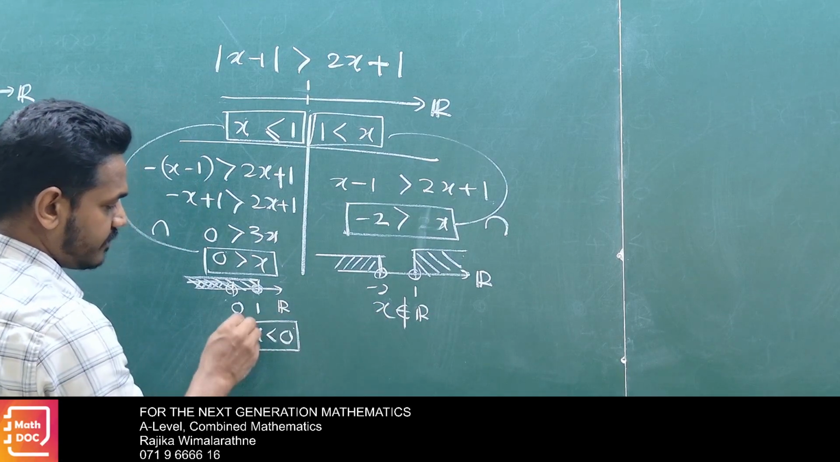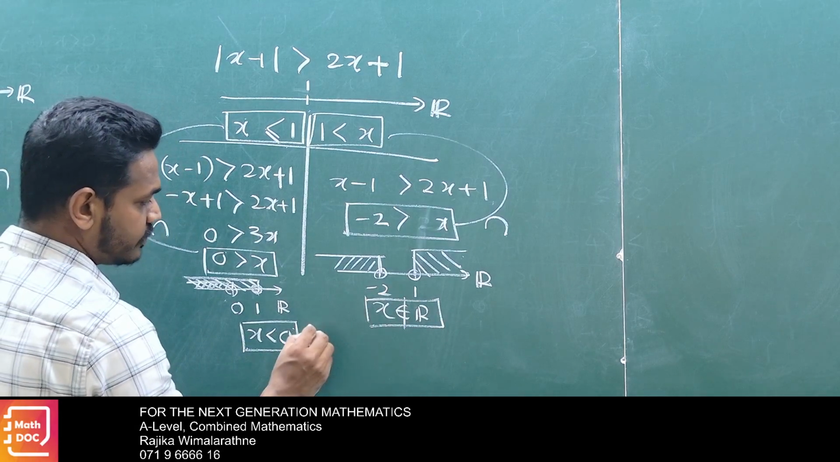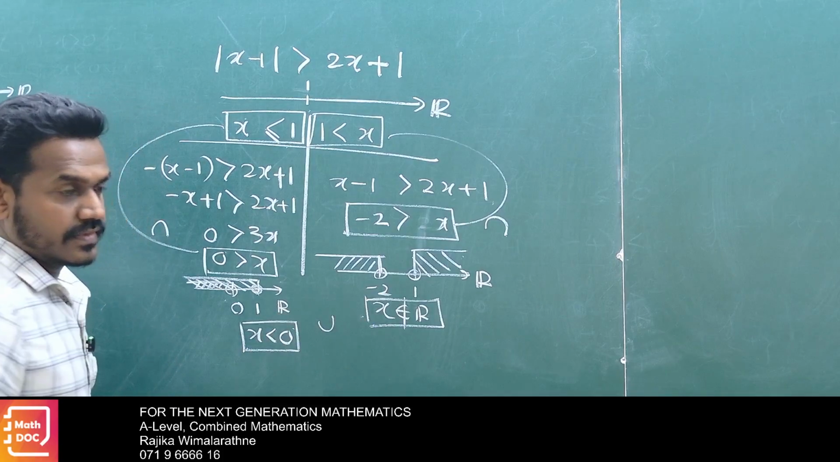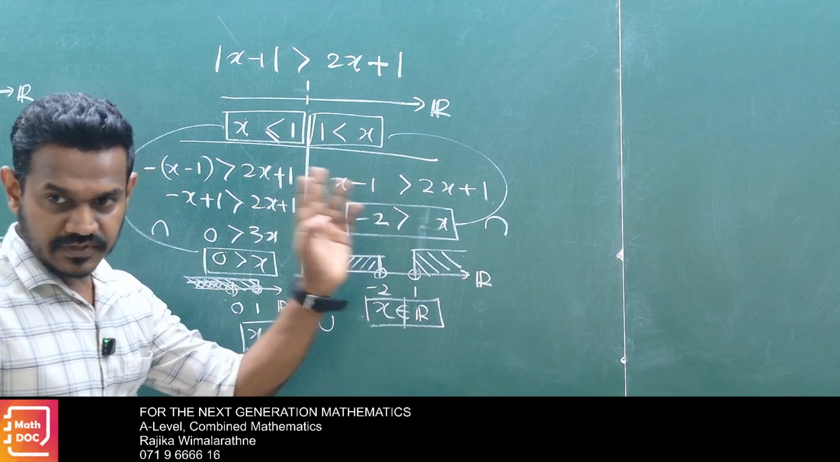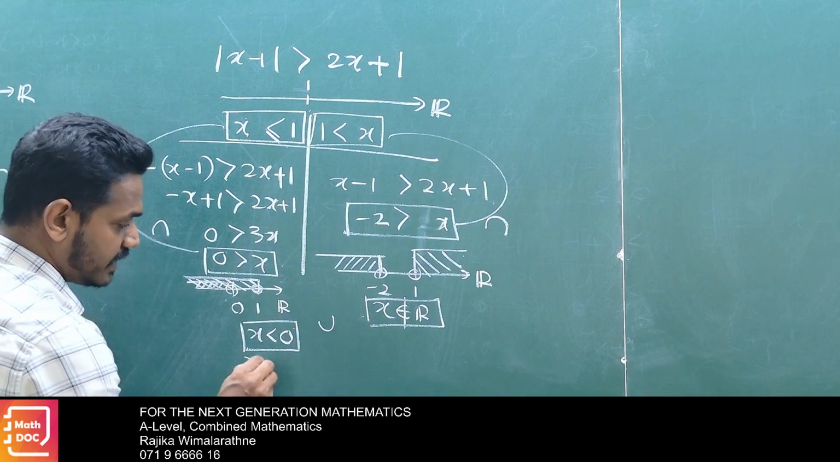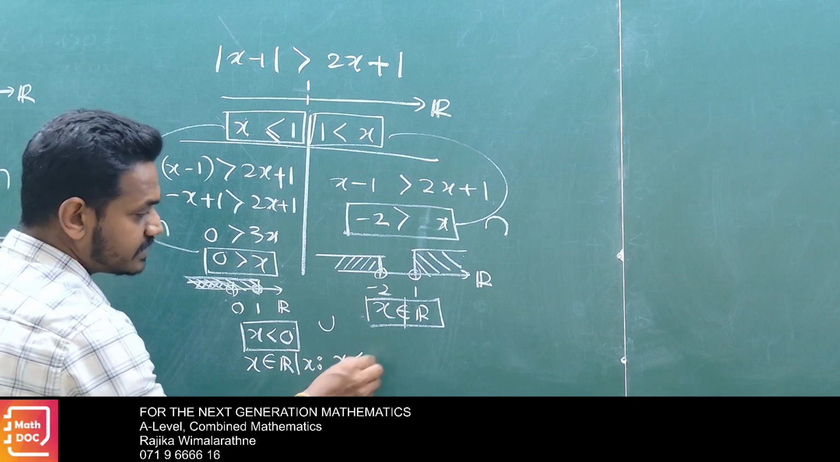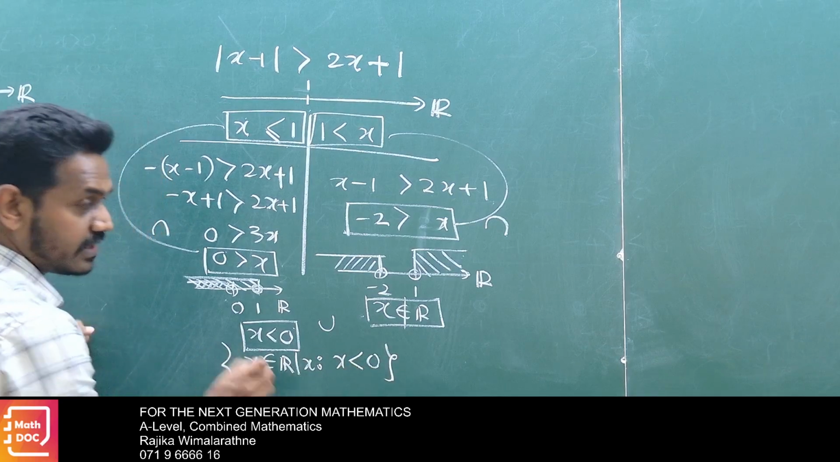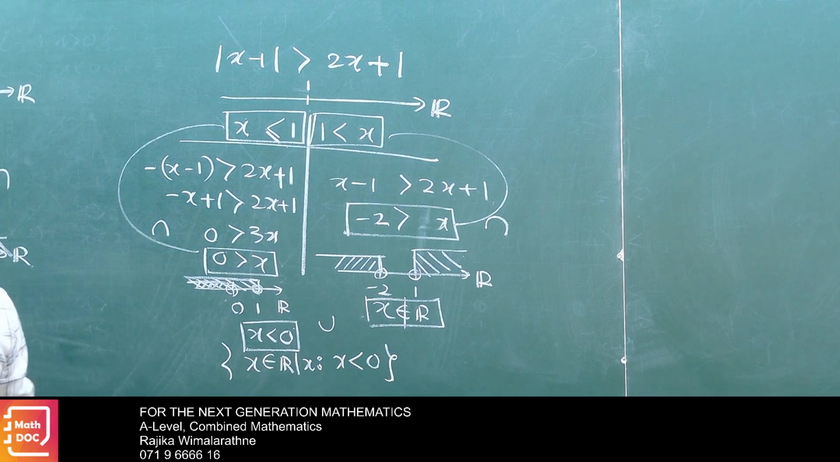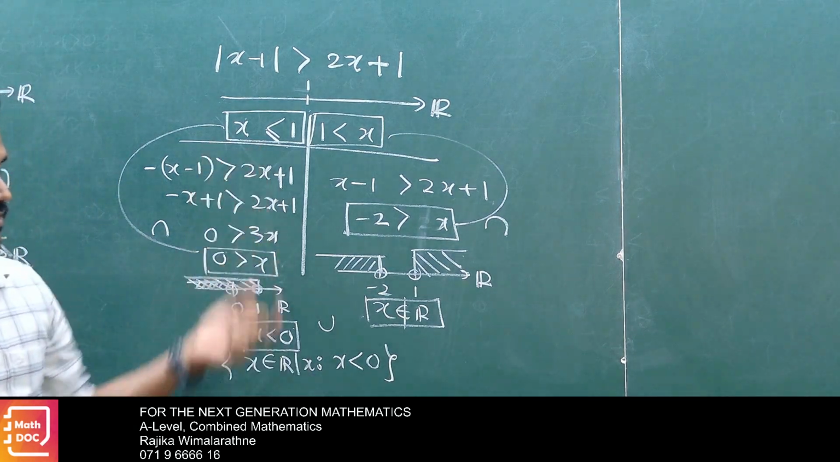So finally, we don't have a real value here. Finally, you take the union of these two. Then no real value, so you can just forget it. Then values less than 0 are the solution. The final answer: x real, x such that x less than 0. This is the only solution. Okay, then same procedure. Do that example.